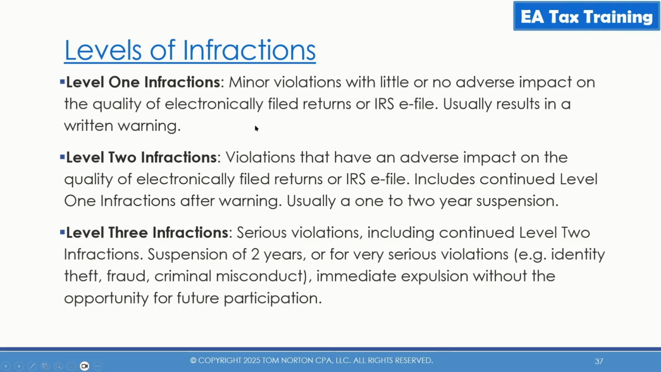Level 1 infractions, minor violations with little or no adverse impact on the quality of electronically filed returns or IRS e-file. This usually results in a written warning. Level 2, violations that have an adverse impact on the quality of electronically filed returns or IRS e-file. This includes continued level 1 infractions after getting a warning. So if you have a level 1 infraction, not that big of a deal, but if they warn you and then you keep doing it over and over again, that itself can become a level 2 infraction. And a level 2 infraction usually results in a 1 to 2 year suspension.